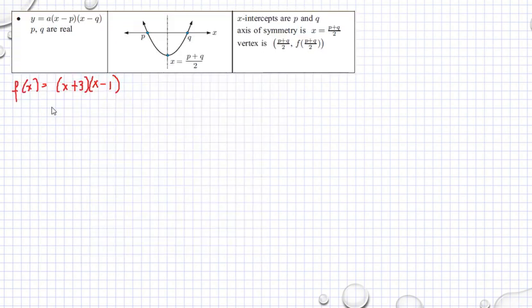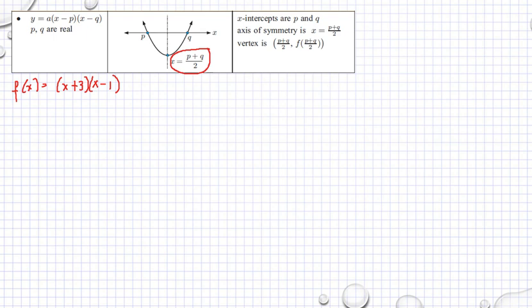Then the first one there, as you can see, is y is equal to a times the product of x minus p, in parentheses, and x minus q, in parentheses. P and q are real. I have an example here. It says to find the vertex, it's always the sum of p and q divided by 2. It is always like that.